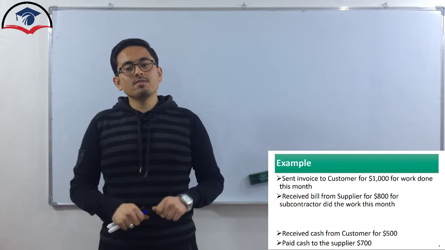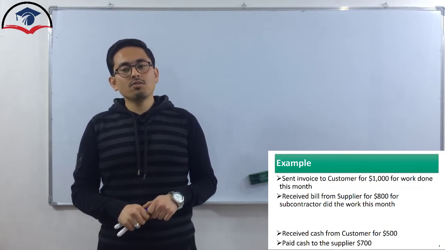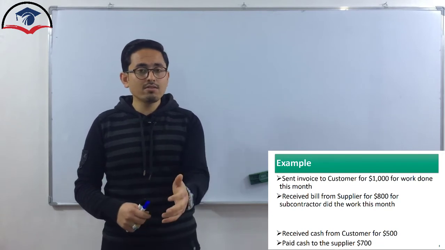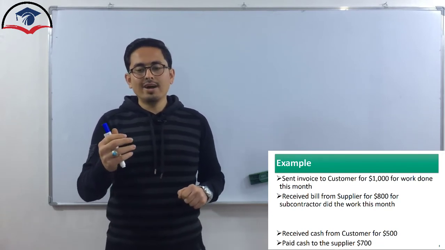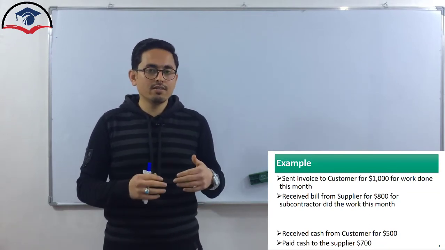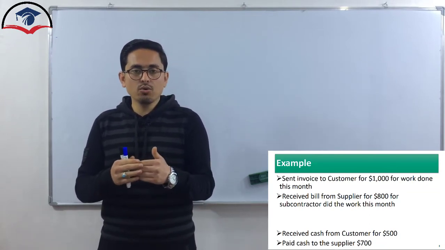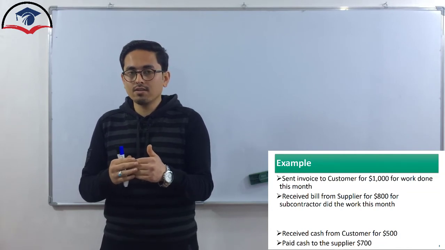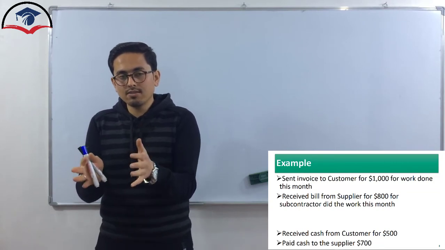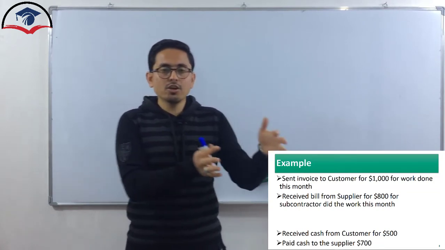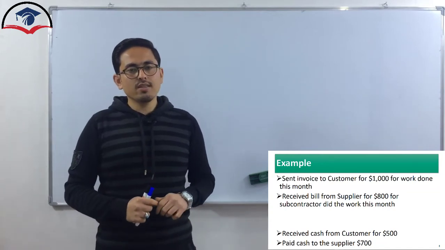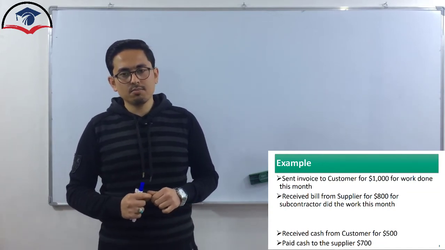Same, we received a bill from a supplier for $800 for a subcontractor who did the work this month. There is a subcontractor who provided some job for us. We're going to record that, whether we pay the cash or not. We're going to recognize that and match it with the revenue it earned. That's under the accrual basis of accounting. But the cash basis of accounting is going to consider that when they actually pay for that purchase.